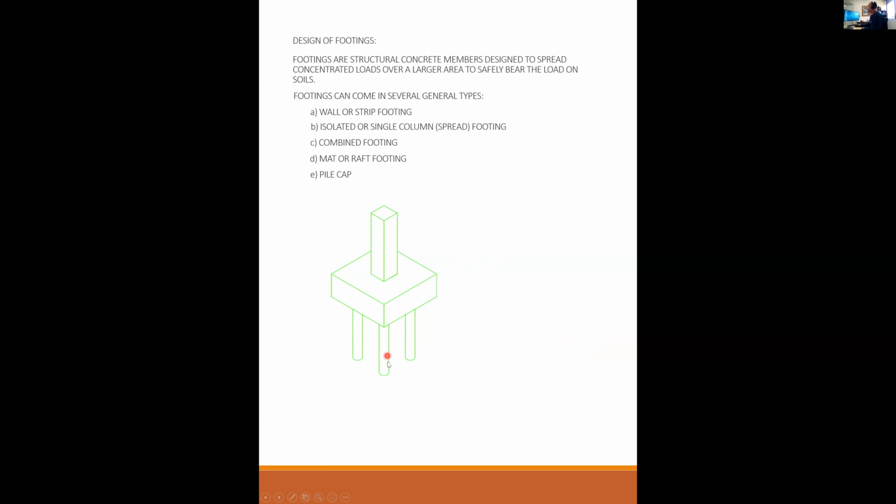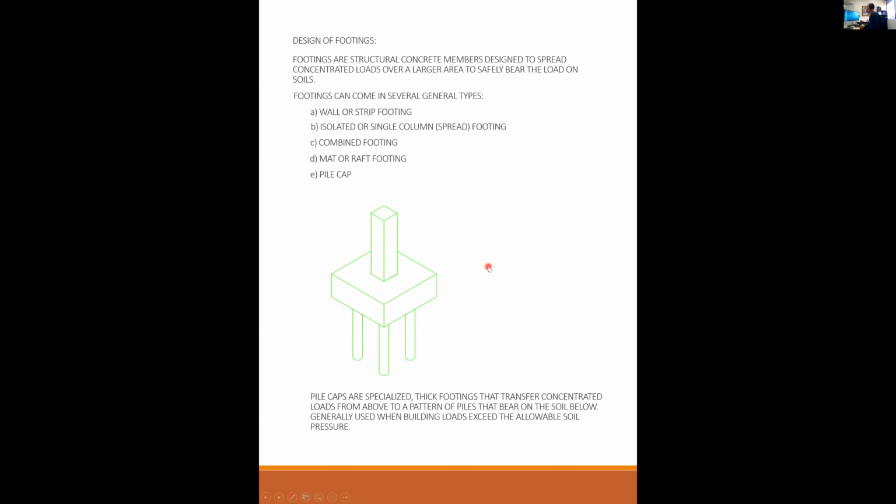Pile caps and piles themselves are generally used when the soil conditions don't allow for an economical spread footing. I mean, you can make a spread footing as big as the whole building, but that might not be the economical solution. That's generally determined by the soils report. The soils report will recommend whether to use a strip footing or a spread footing or go to piles.